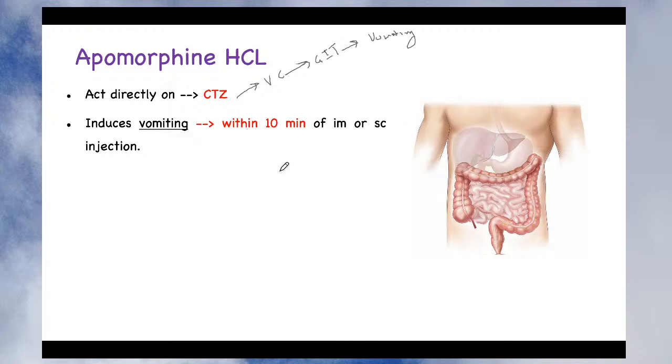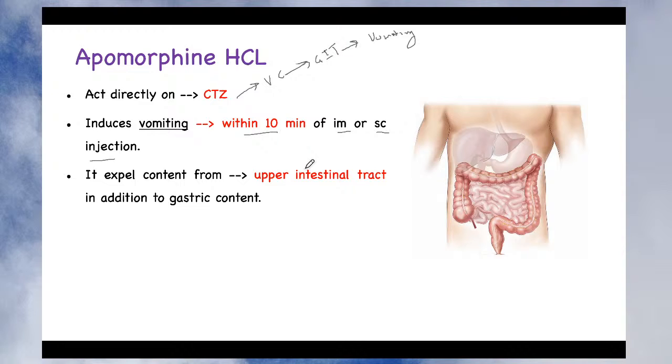So apomorphine induces vomiting within 10 minutes of intramuscular or subcutaneous injection. So you are giving apomorphine through intramuscular or subcutaneous injection, and within 10 minutes of IM or SC injection, apomorphine is capable of inducing vomiting. Now let's see, if vomiting is induced, from which part of your GIT the content is removed.